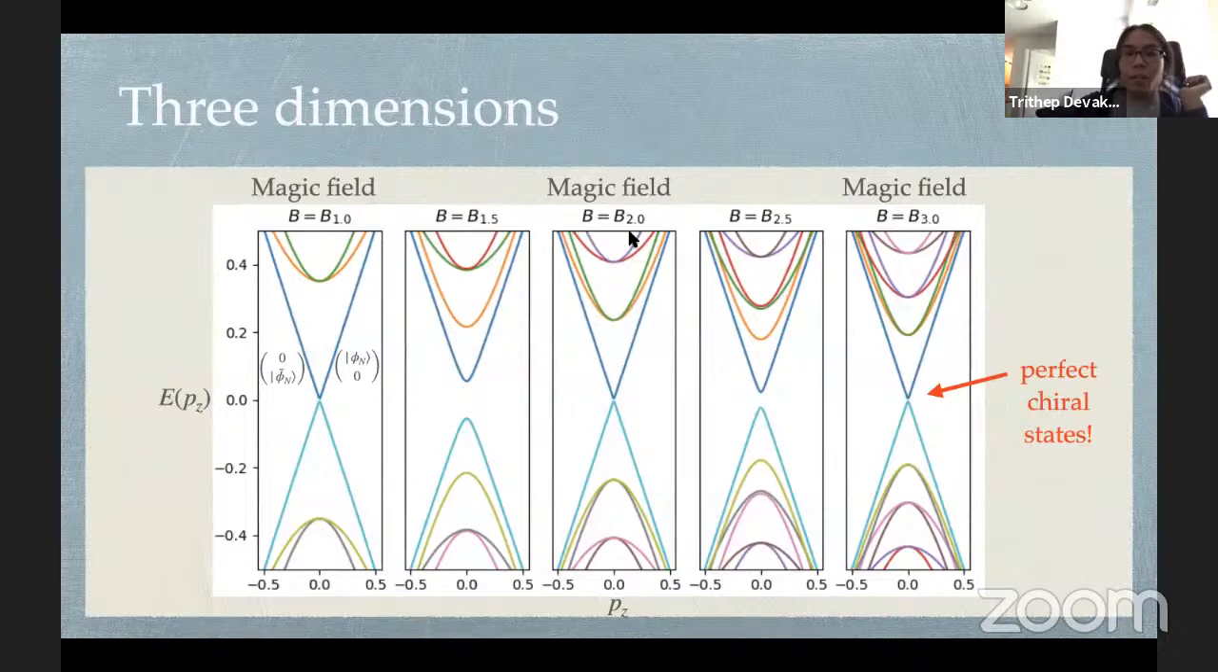Now, as you increase field further, you go to B2, the second magic field. Again, you have exact chiral states. Increase field further, another gap opens up. Go even further, increase field, and now you have, again, perfect chiral states. So as a function of magnetic field, we have periodic revivals of these chiral states, and along with that, all the signatures of the chiral anomaly that we associate with these chiral states.